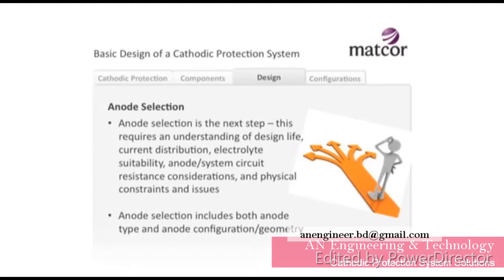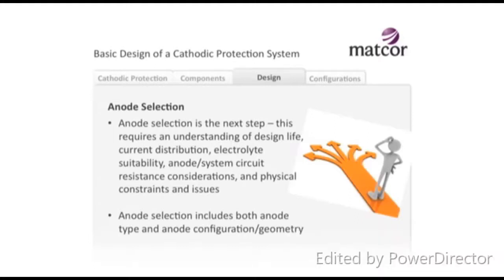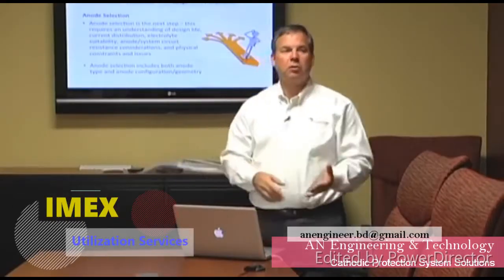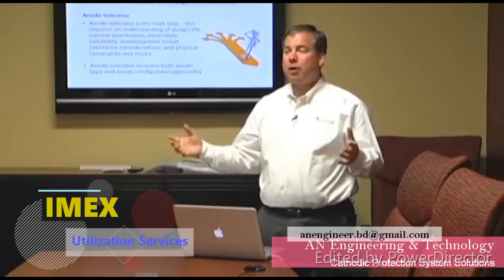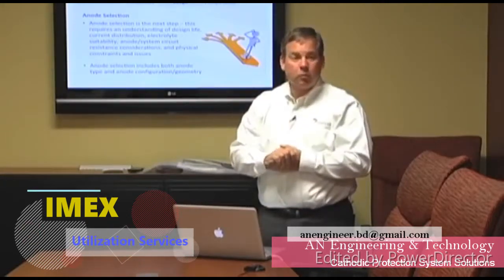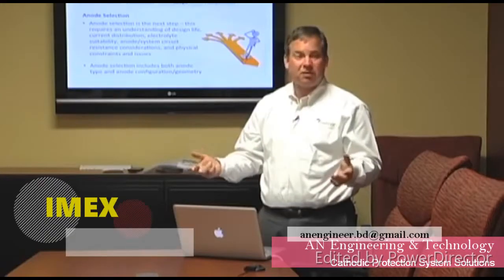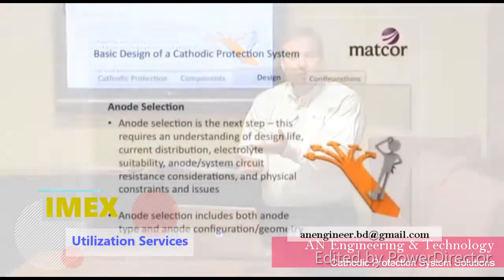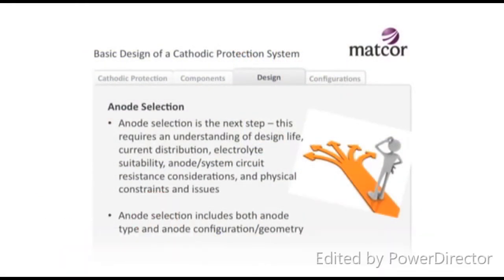Then when we get into design, we talk about anode selection. This requires a pretty good understanding of how much design life you need, because different anodes consume at different rates. And the quantity of anodes you want to put in is going to be a function of how long you want the anode system to last. If you're building a brand new 200-foot diameter crude oil storage tank, and you know that tank's going to be in service 50, 60, 70 years, and you're going to put a CP system underneath that tank where you can't get there again once it's built, it's really almost impossible to get back underneath that tank, you're going to want to put in a CP system that's designed for 50 or 60 years.